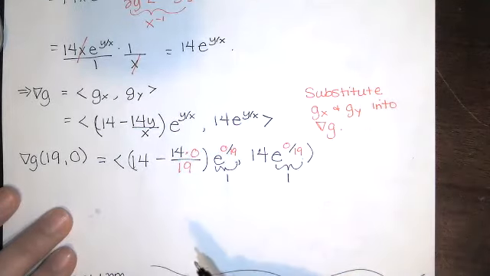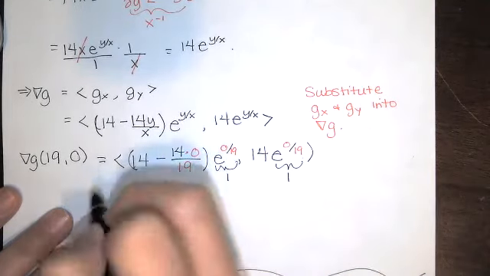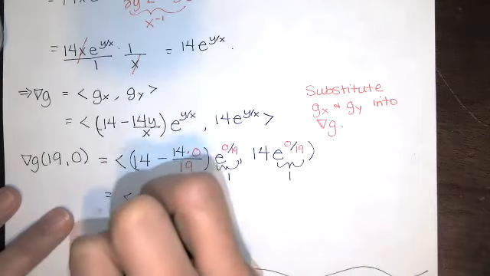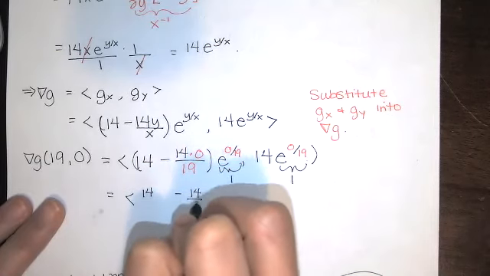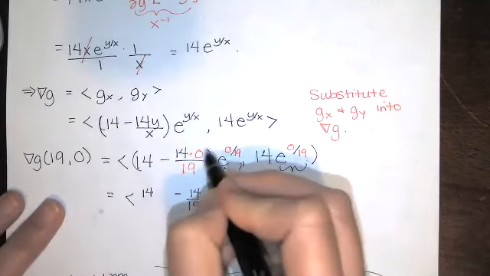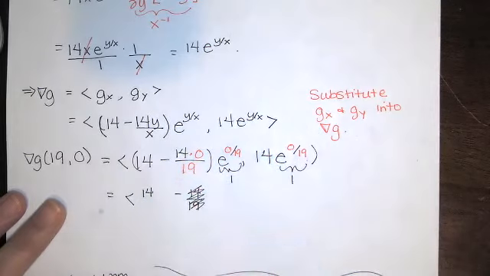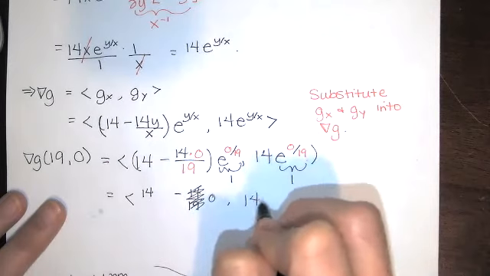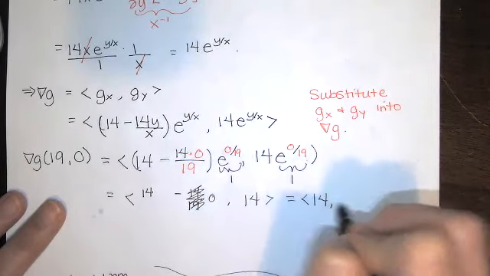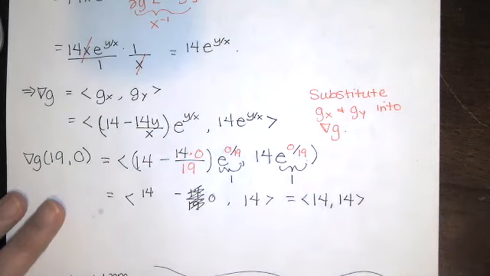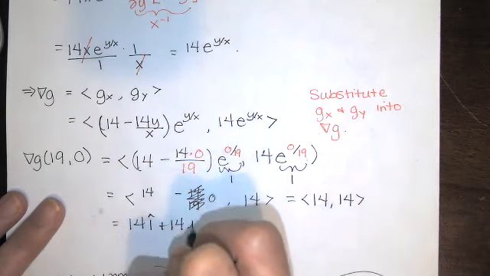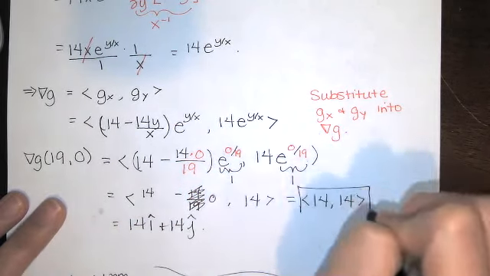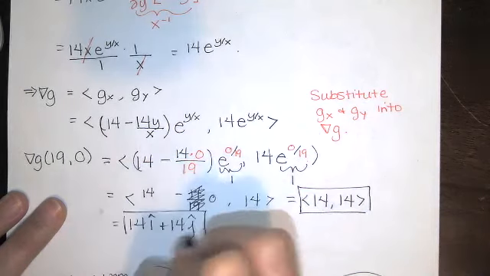So we have 14 minus 14 over 19. Oh, actually, that's going to be 0, sorry. We have 14 times 0, which is 0 over 19. And then 14. So our vector ends up being the vector with components 14, 14, or if you prefer, 14 times i hat plus 14 times j hat. Either one of these should be fine in WebAssign.